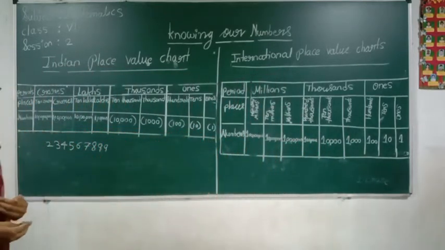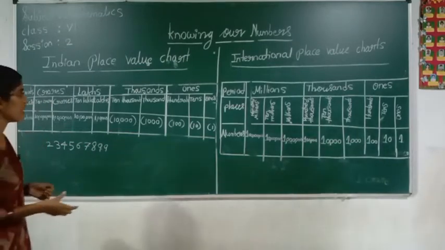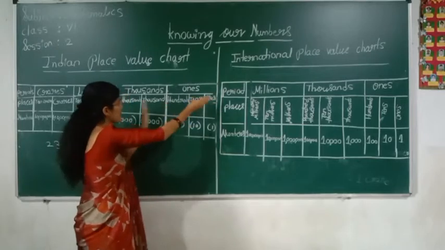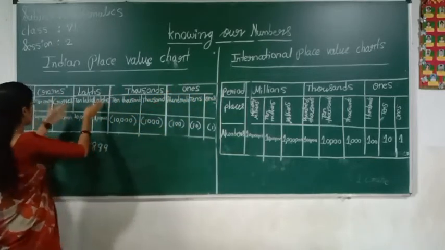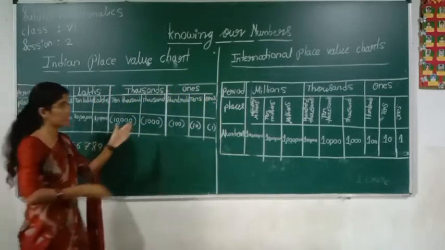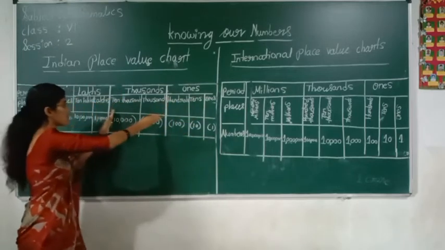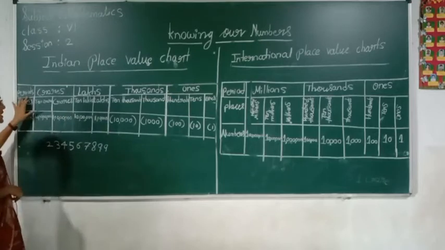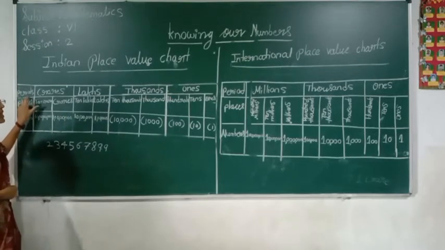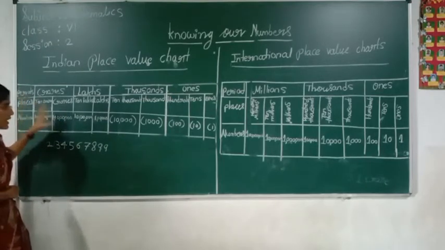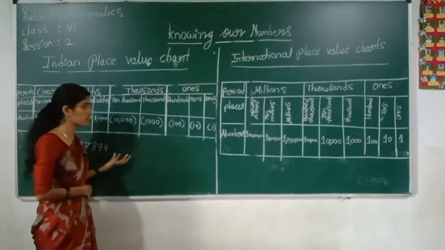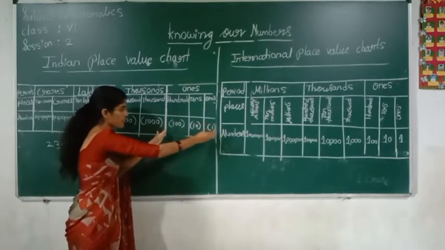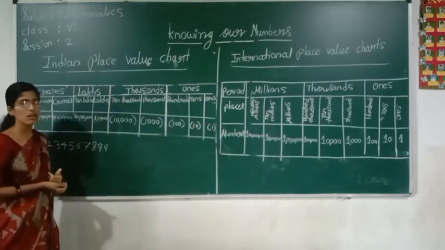When are we going to use commas? See here, after every period, this is one period, this is second, third, fourth. We can call it a family. This is one family, and there are a total of 4 families, that are nothing but periods. Now see here, in the Indian system, how are we going to give commas? After every family, after every period, we have to give a comma.